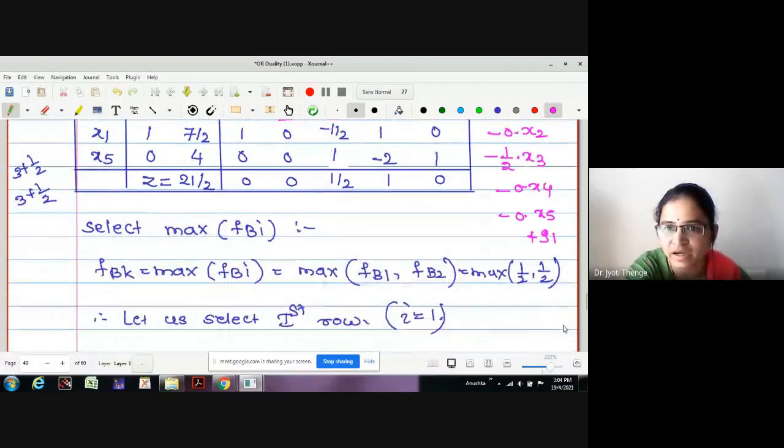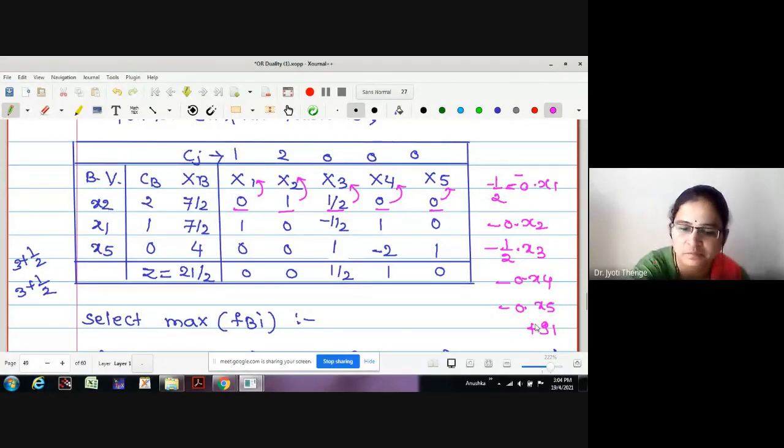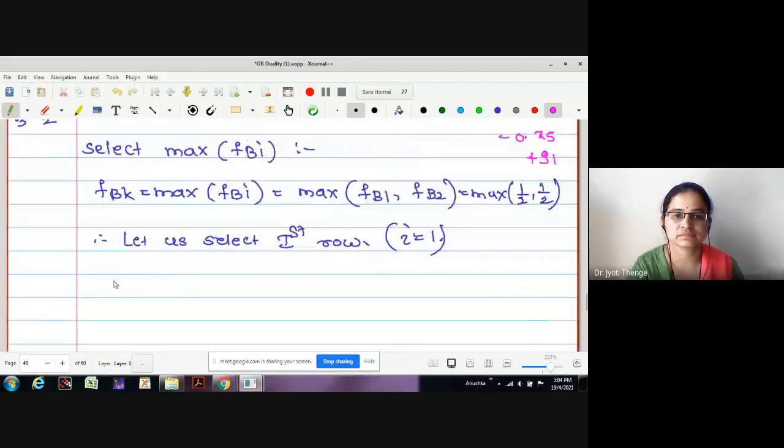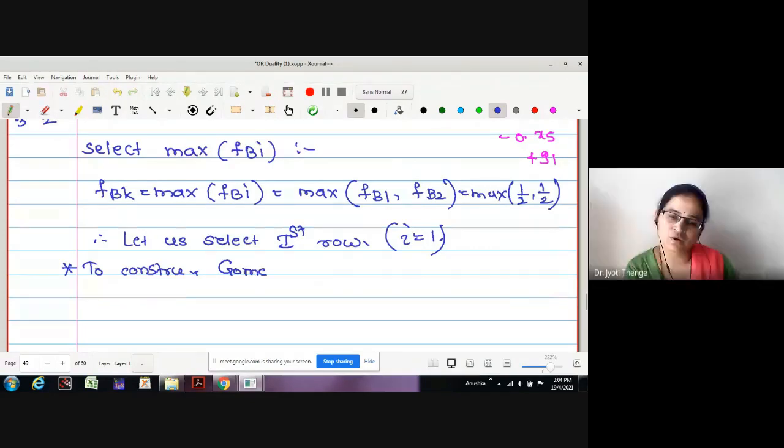Therefore, what is my Gomory constraint? Minus half equal to minus half x3 plus g1. Getting me? Yes, ma'am. Ma'am, please repeat that once more. Okay.